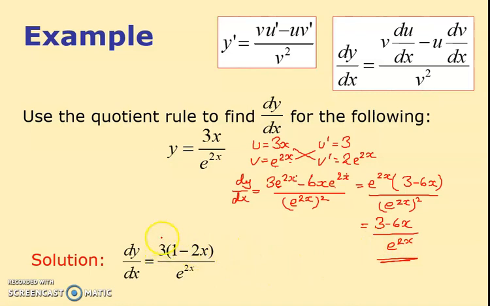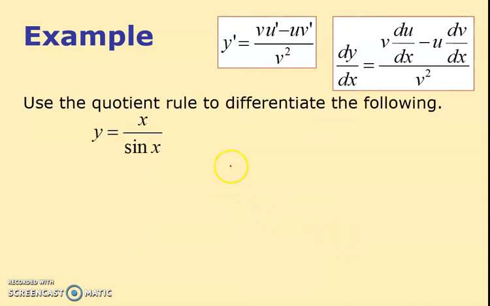Look at that, they've even factorised the top one step further. They've taken that out, but that's right, and that's right as well. They're both right. Next one, we've got a trigonometric function now.